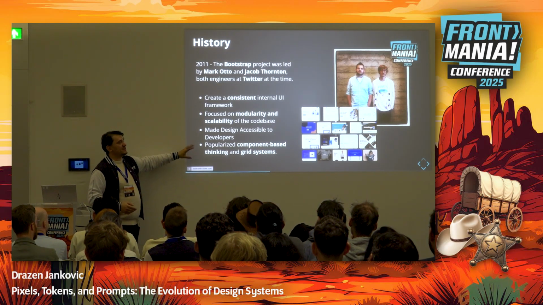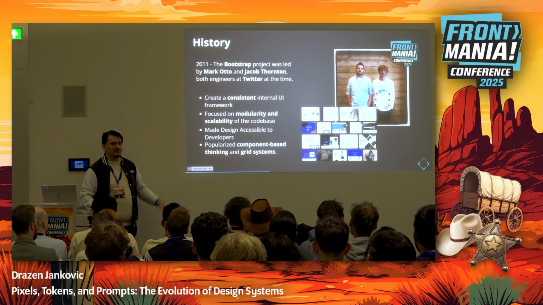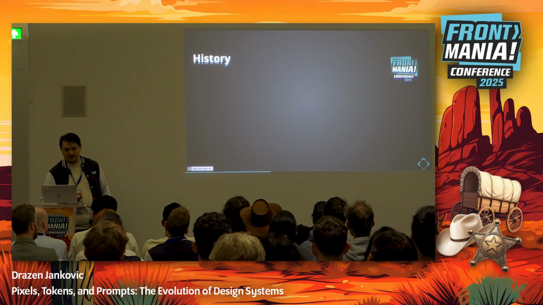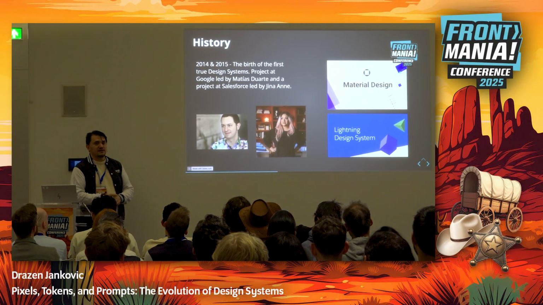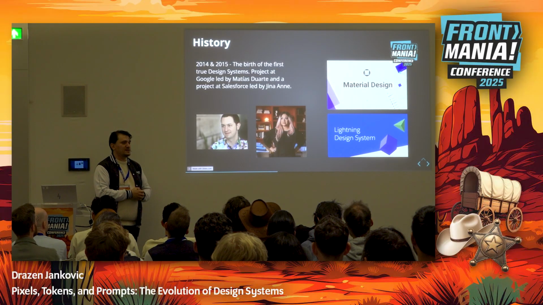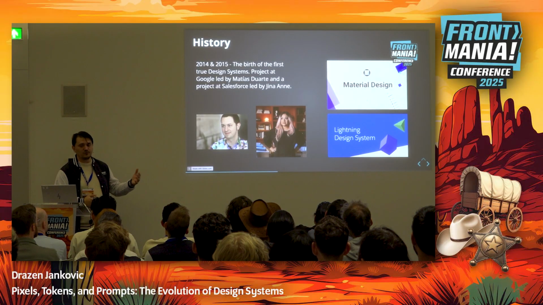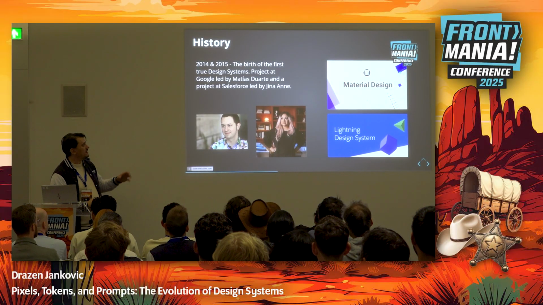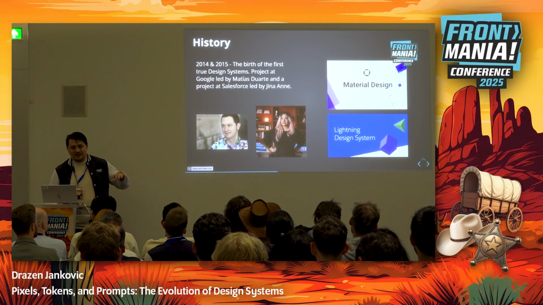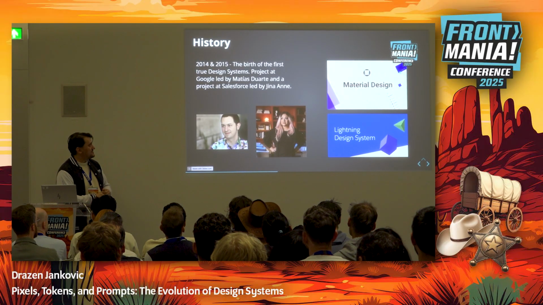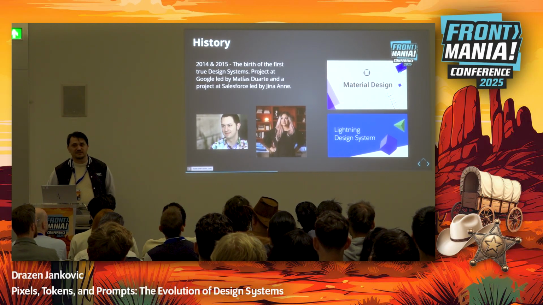This fully killed off how people were designing at first with tables and divs, and went into a full-on grid system. And then came 2014 and 15, one of the biggest moments in design system history, basically at two different companies. At Google, we had Matias Duarte working on Material Design, who started up the project. And on the other hand, we had Gina Ann working for Salesforce, working on the Lightning Design System.